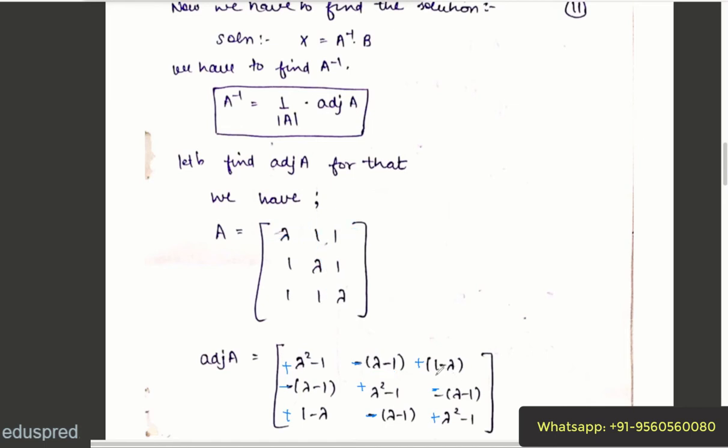Again, let's try and find this element. This element belongs to this line, so we will be eliminating this line, and this element belongs to this line, so we will be eliminating this line. That would give me 1 multiplied by 1, that is 1, minus 1 multiplied by lambda, that is 1 minus lambda. Similarly, you can find all the remaining elements.